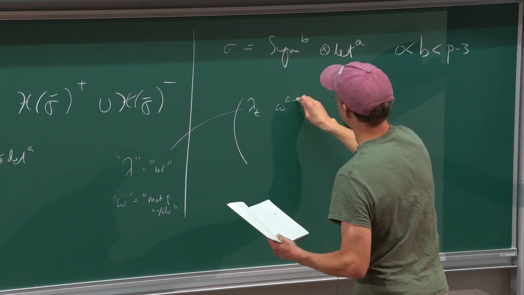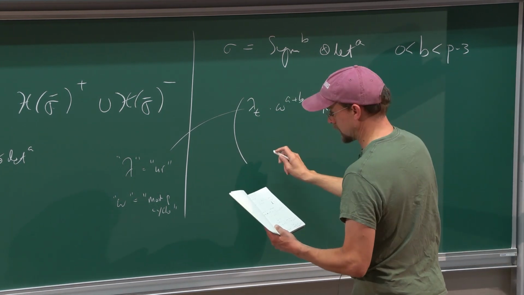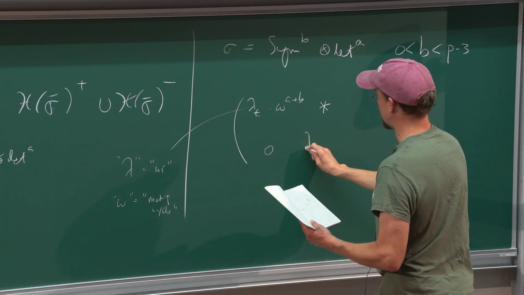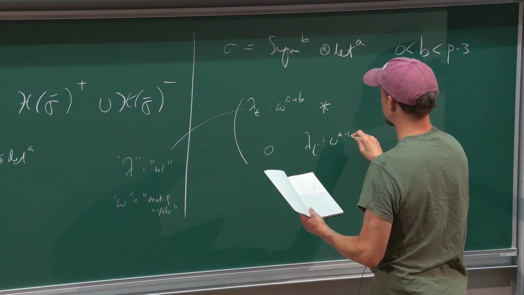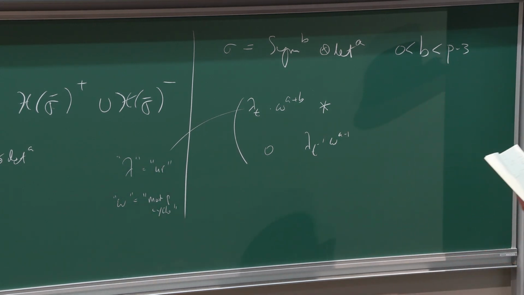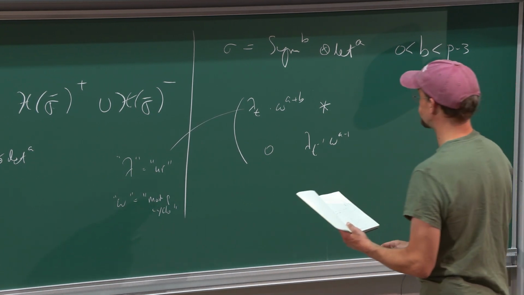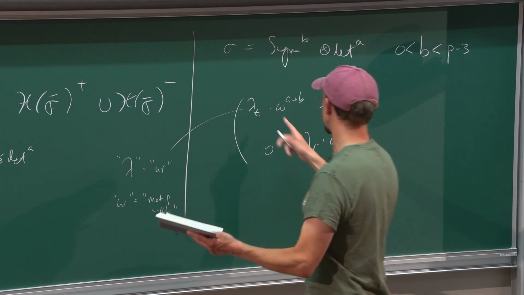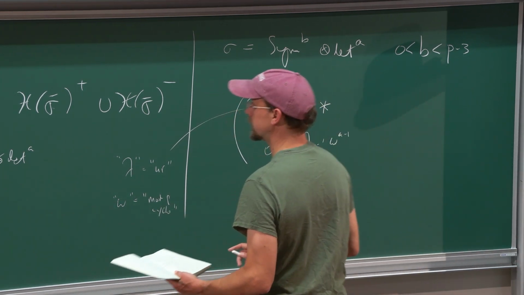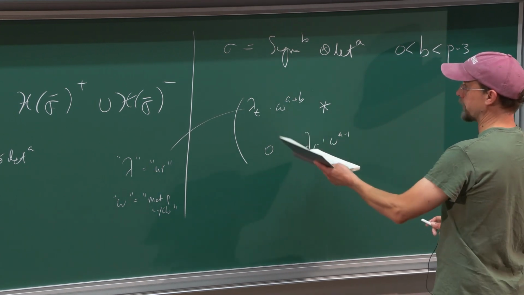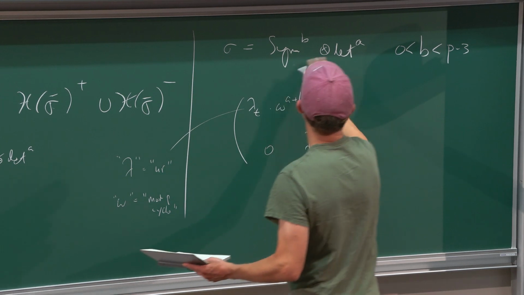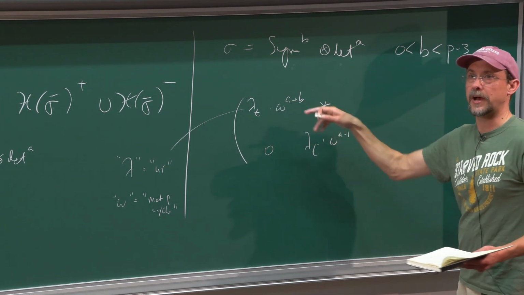And then here I have omega to the a plus b. And then I have an extension. I have 0, and I have lambda t inverse times omega to the a minus 1. And again, there's some condition which means this will have cyclotomic determinant. So this guy having trivial central character exactly makes this guy have cyclotomic determinant.